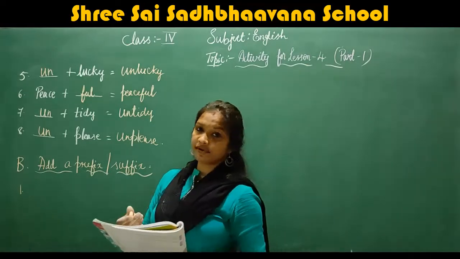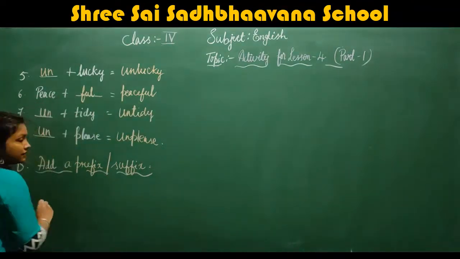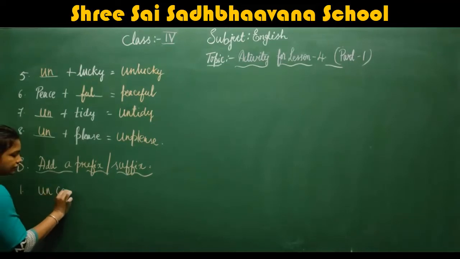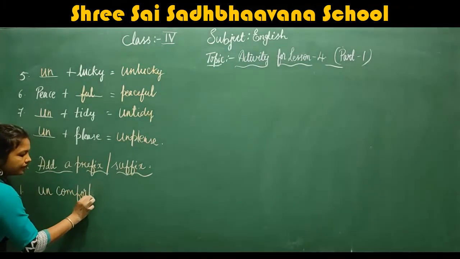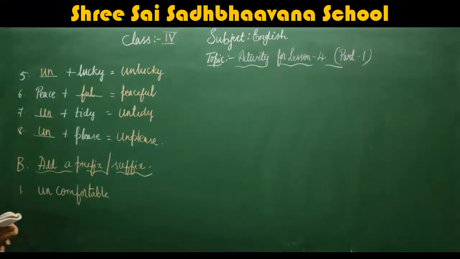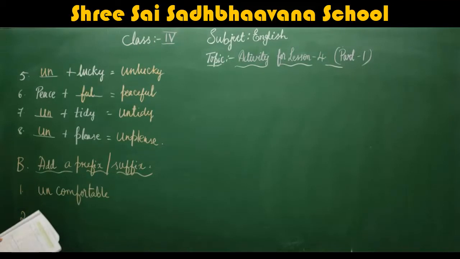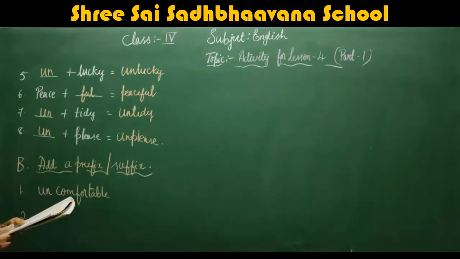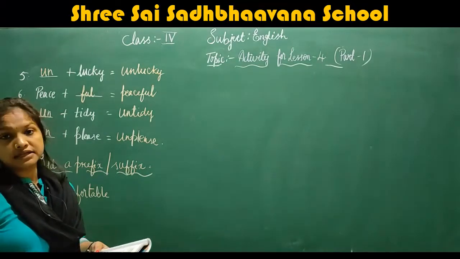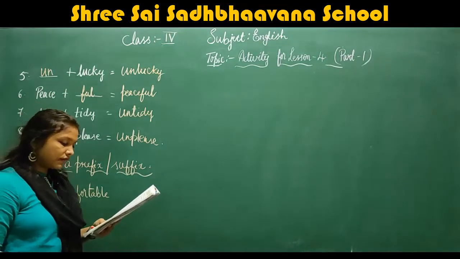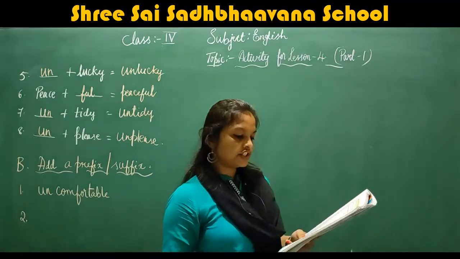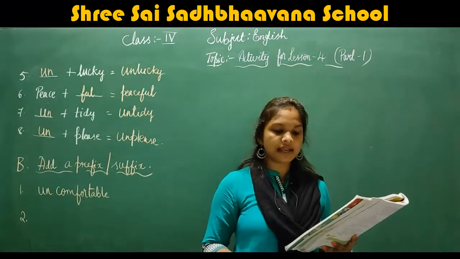Okay, we can add a prefix. Now which prefix do we have to use? Uncomfortable. Comfortable, uncomfortable. Okay, next, second one. She was glad that she was dash in passing her exam. Success. Okay, she was glad. Glad means here happy. So she was happy that she was dash in passing her exam.